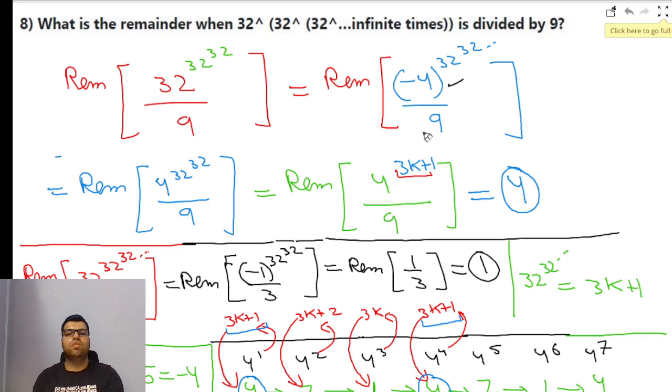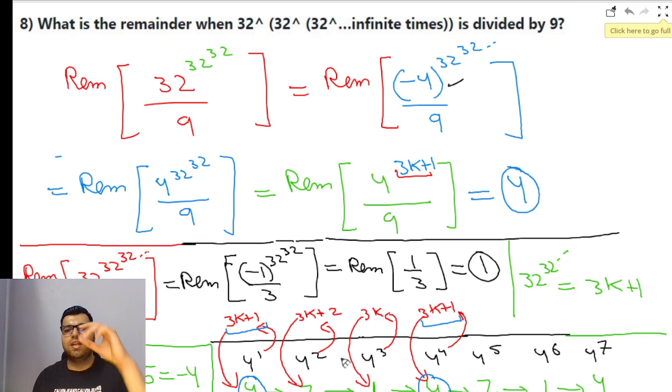So cyclicity of remainders of powers of 4 is coming out to be 3. So we checked over here, 4 raised to power 1 is giving 4, remainder of 4 squared is 7, 4 cube is 1, 4, 7, 1 is getting repeated.